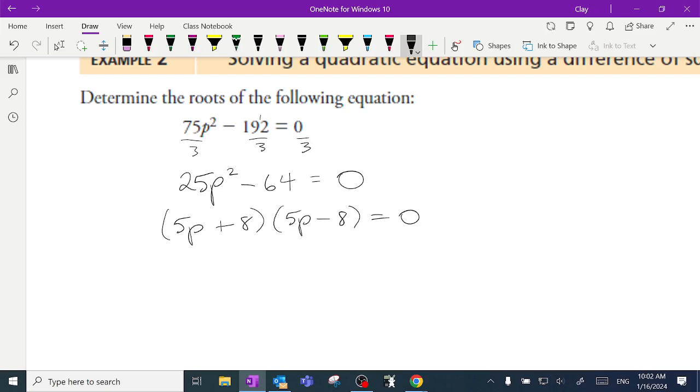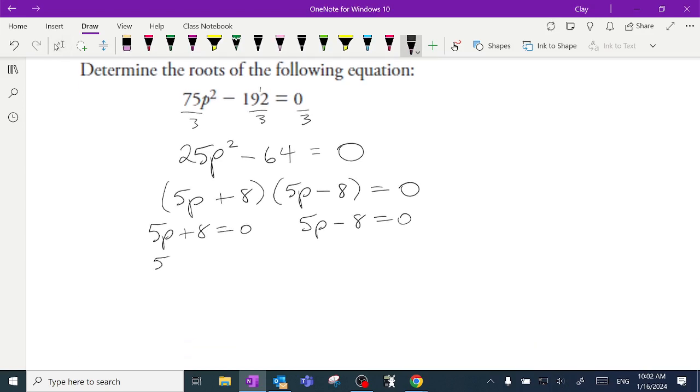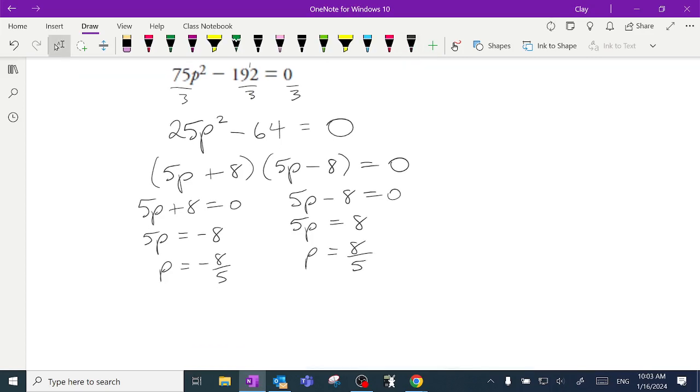And then once again, I can say 5p plus 8 is 0, or 5p minus 8 is 0, which means 5p is equal to negative 8, p is equal to negative 8/5, 5p is equal to positive 8, p is equal to positive 8/5. When you write your answers for a question like that, I don't mind if you combine them into one answer and just say that. Technically, that's saying two answers. So there's that example. That's a nice one.